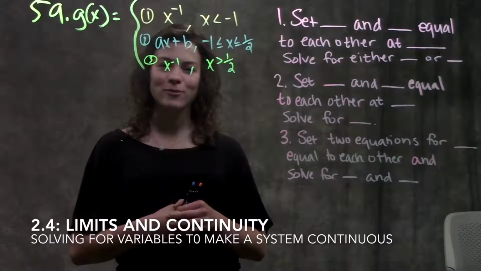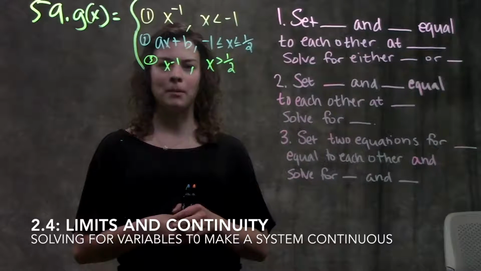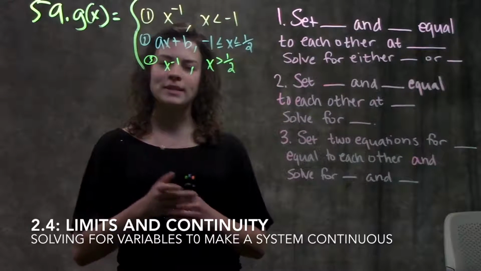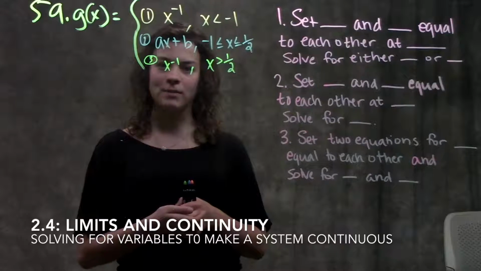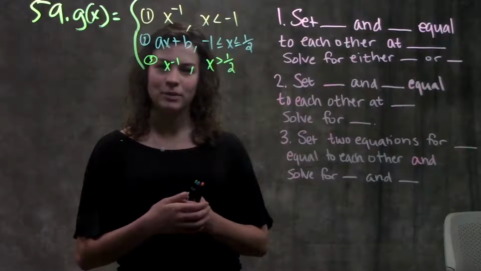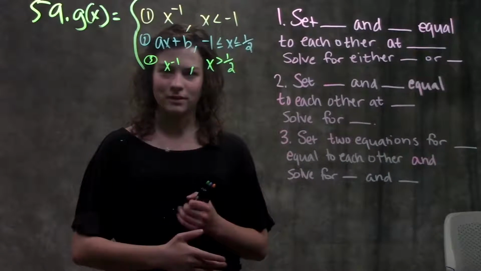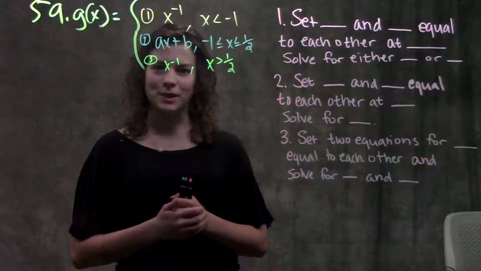This is section 2.4, limits and continuity. In this video, we're going to go through an example problem of when they give us a set of equations and ask us to find the value of a variable to make all those equations continuous. This is number 59 in your book, gives us this set of equations, and we're going to go through this step-by-step guide of how to solve these types of problems as we go through this video.